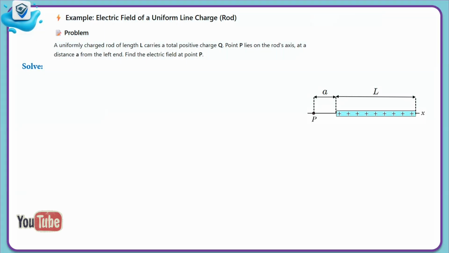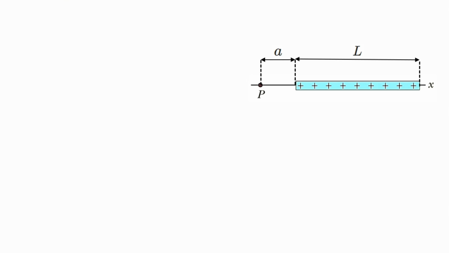Now, let's move on to another important type of electric field problem. In this example, instead of a point charge, we have a continuous charge distribution along a uniformly charged rod. If we look at the figure, the rod has a total charge Q and a length L. Our goal is to find the electric field at point P, which is located a distance A from the left end of the rod.